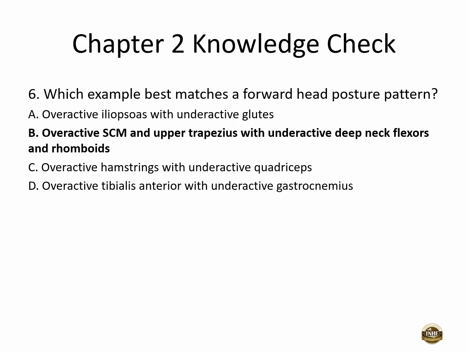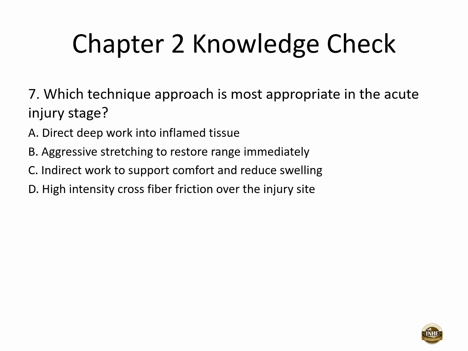Question number 7. Which technique approach is most appropriate in the acute injury stage? A. Direct deep work into inflamed tissue. B. Aggressive stretching to restore range immediately. C. Indirect work to support comfort and reduce swelling. D. High-intensity cross-fiber friction over the injury site. Take a moment to reflect on your answer. The correct answer is C. Indirect work to support comfort and reduce swelling.